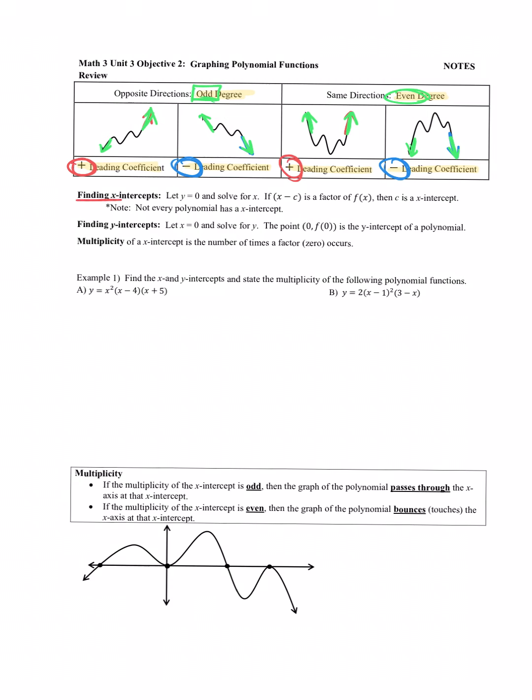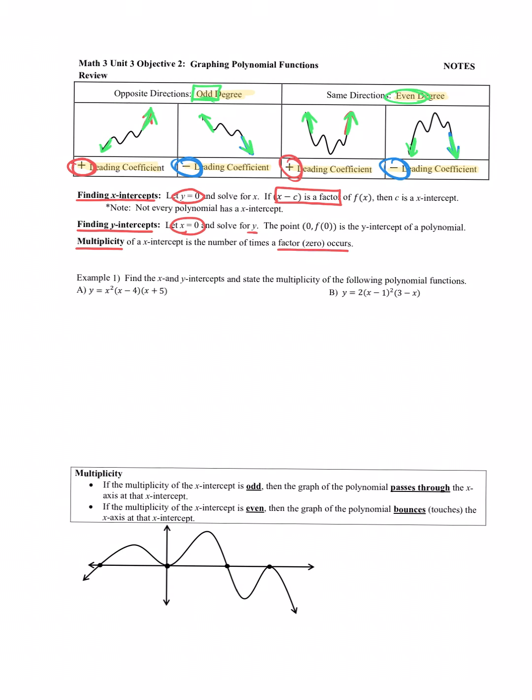Another skill set we're going to need is finding our x-intercepts. Whenever we look to find our x-intercepts, we're always going to let y equal 0, and then solve for factors. We're looking for factors and solving each of those to find our x-intercepts. To find our y-intercept, we let x equal 0 and solve for y.